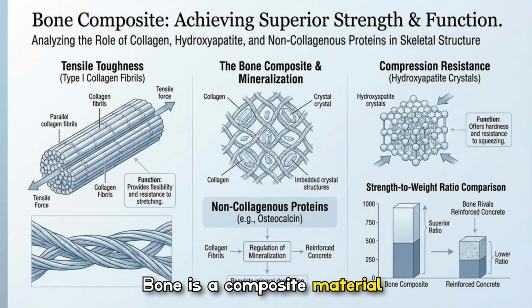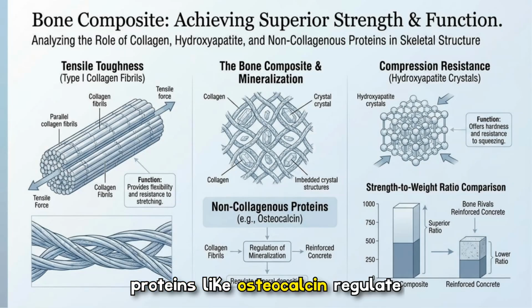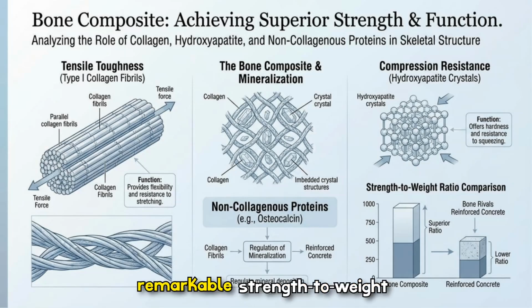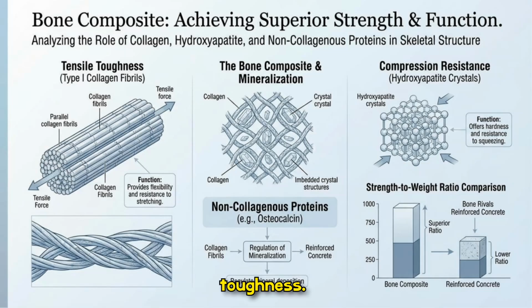Bone is a composite material combining collagen fibrils with hydroxyapatite crystals and regulatory non-collagenous proteins. Collagen provides tensile toughness, mineral gives compression resistance, and proteins like osteocalcin regulate mineral deposition, producing a remarkable strength-to-weight ratio that outperforms many engineered materials while maintaining flexibility and toughness.